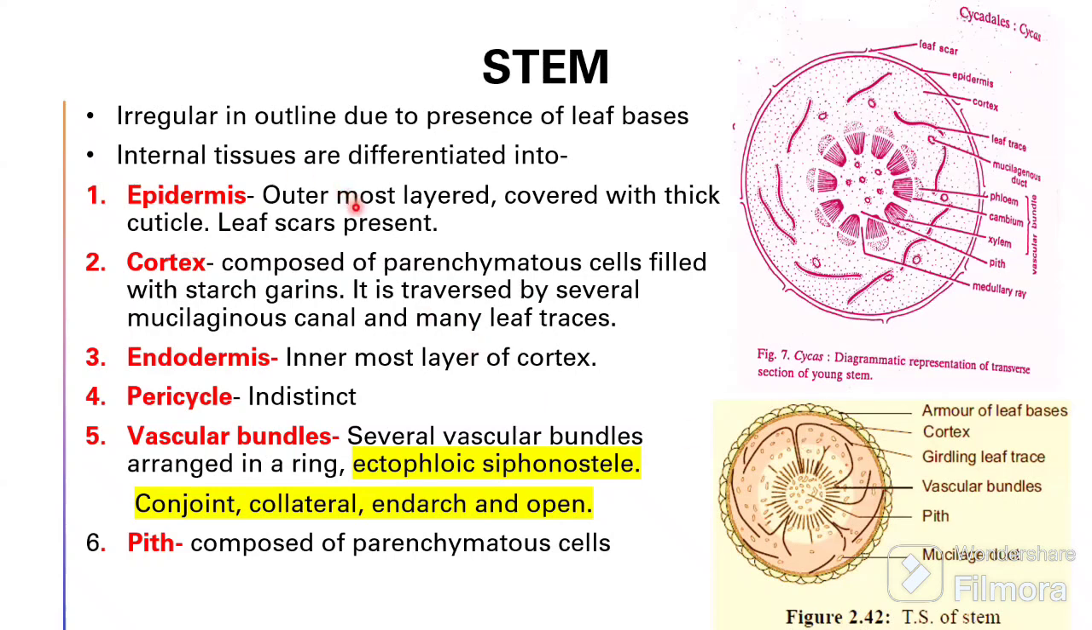Internal tissues are differentiated into epidermis, cortex, and vascular tissues. Epidermis is the outermost layer covered with cuticle, and these scars are also present over the epidermis. Epidermis is followed by the cortex, which is composed of parenchymatous cells filled with starch grains. It has several mucilaginous canals and leaf traces. The innermost layer of the cortex, also called the endodermis, is characterized by the presence of Casparian strips, and endodermis and pericycle are indistinct here.